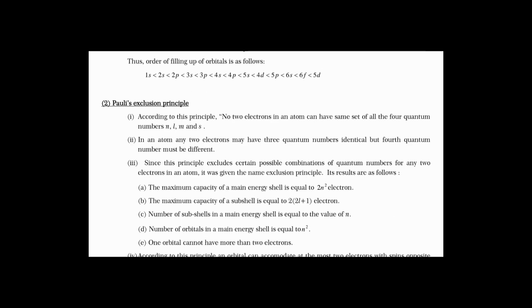You don't need to do this. Pauli's exclusion principle. According to this principle, no two electrons in an atom can have the same set of all four quantum numbers. These are some important points here. Remember this only: the maximum capacity of a subshell is equal to 2 into (2l plus 1) electrons.